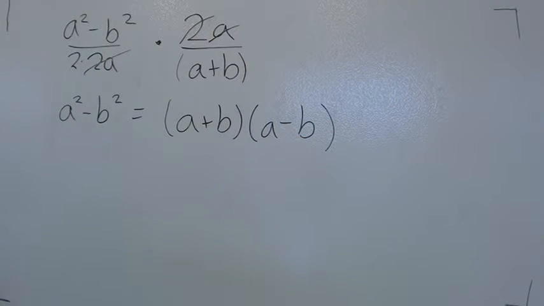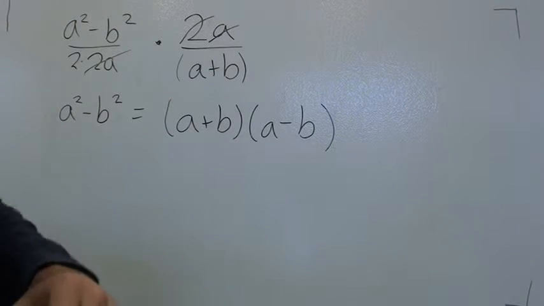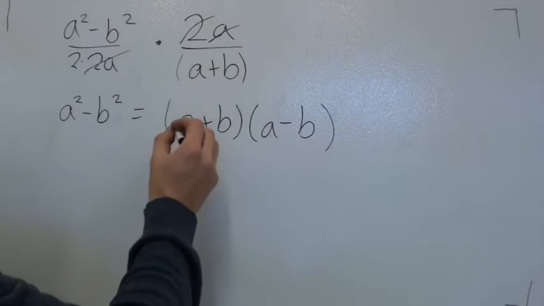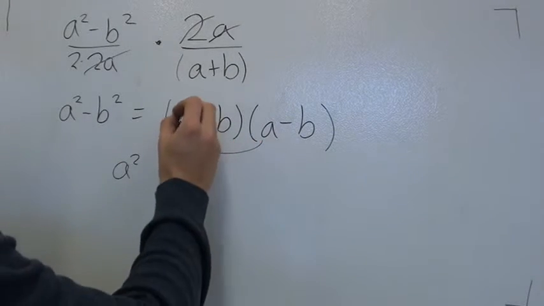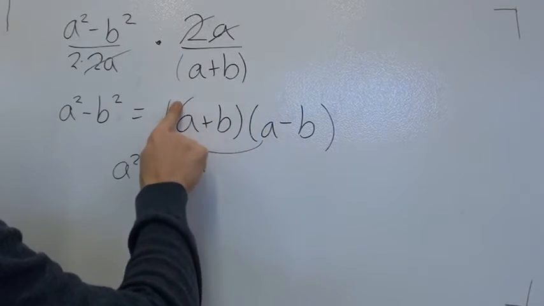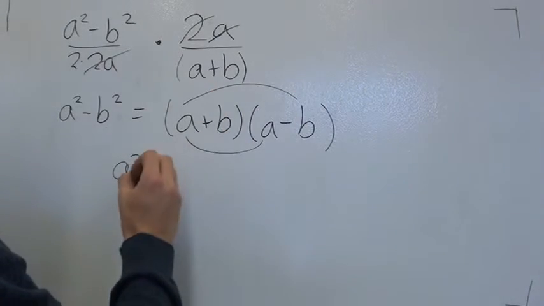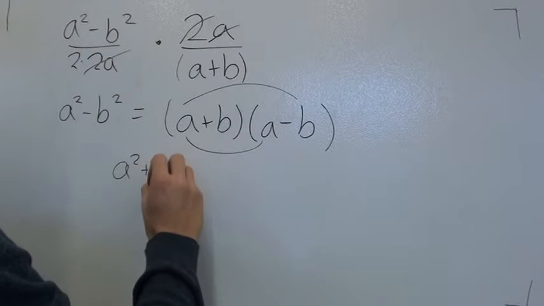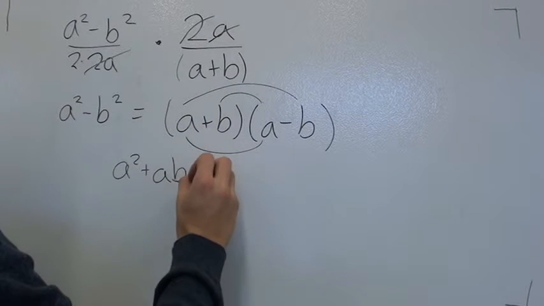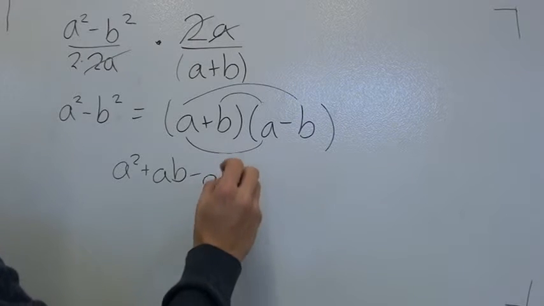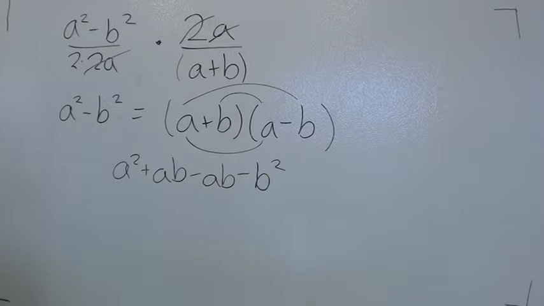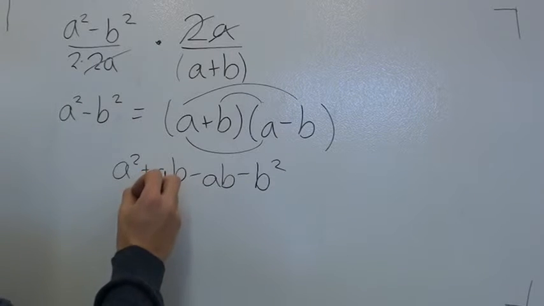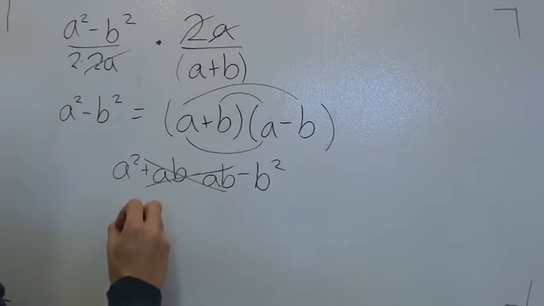alright. So, I promise this works. Alright, we'll try it out right now. Multiply your first terms. Right there, a squared. Sorry. Your outer terms, positive ab. Your inner terms, negative ab. And your last terms, negative b squared. Okay? Plus ab minus ab equals 0.